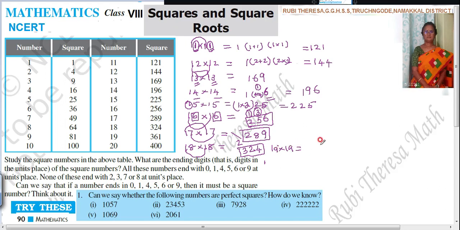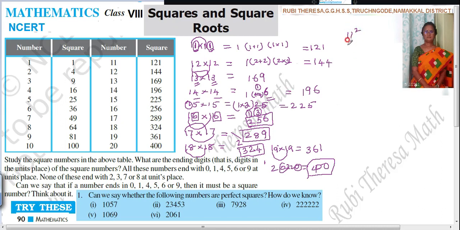Then 19 into 19. 9 nines are 81. Remainder 8. 9 plus 9 is 18. 18 plus 8 is 26. Remainder 2. 1 into 1 is 1. 1 plus 2 is 3. 361. 20 you know, isn't it? 20 into 20 means what? There are 2 zeros. Then 2 twos are 4. 400. This is one way of writing the square numbers from 11 to 20.